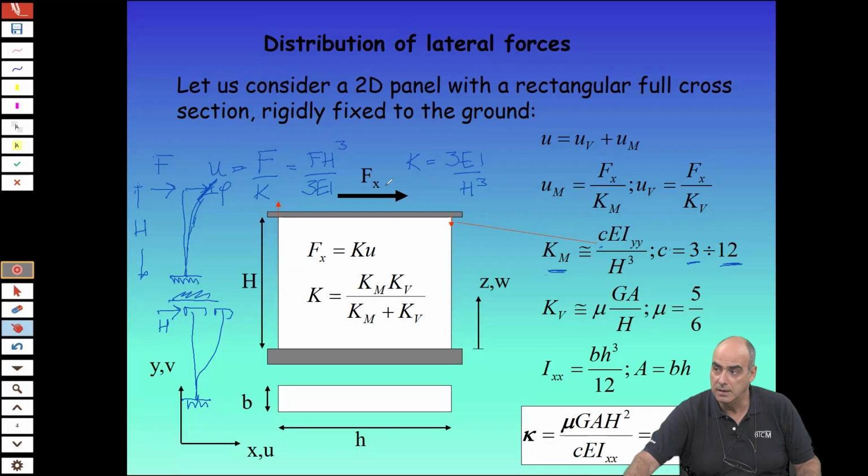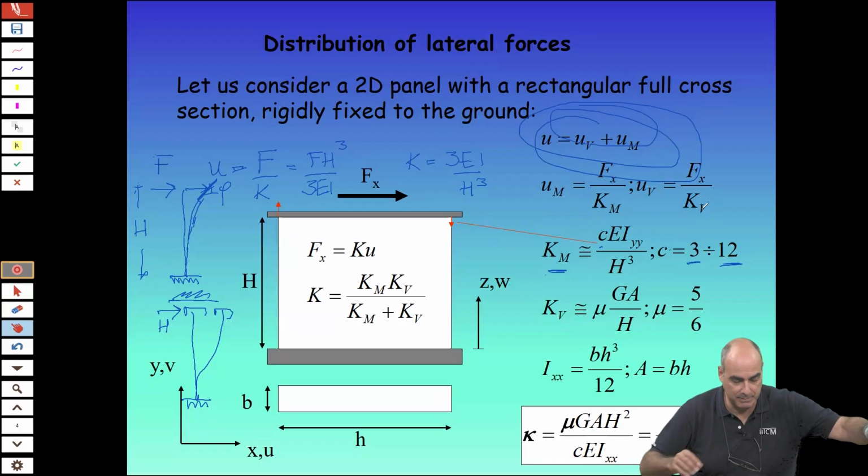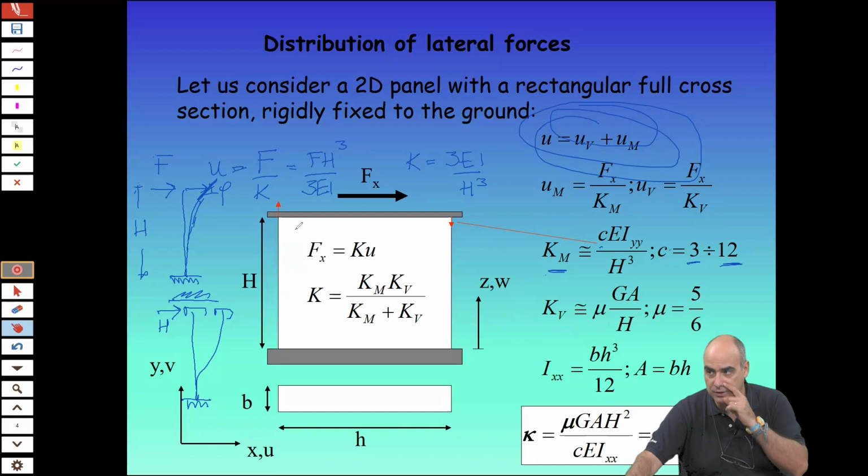Oh, flexural. Sorry, you're right. This is a series system. It's written here. You're right. We sum them up. And so, in parallel, you sum up. This is the combination of the stiffnesses.